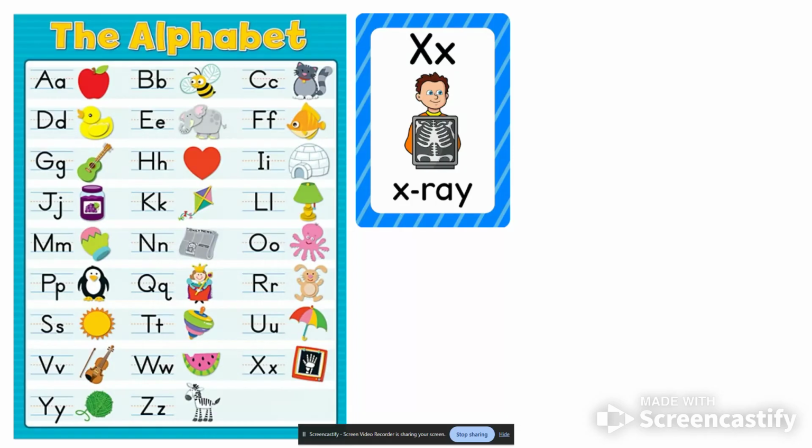Now, from an adult standpoint, you can say, well, X says X a lot of the time, right? Like in the word exit, right? But not all the time does it say X, right? So it's not helpful when we're trying to apply that to reading or to speaking, right? Because we don't always say X for X-ray.